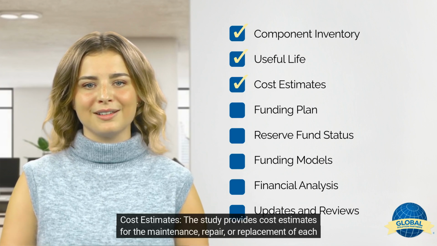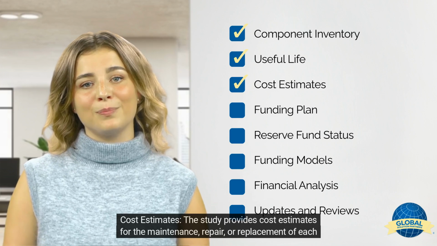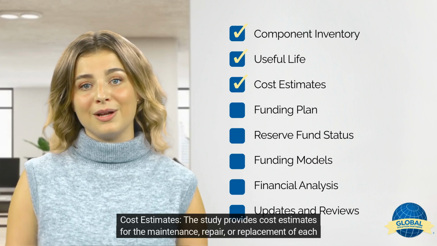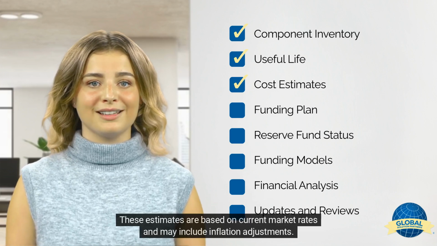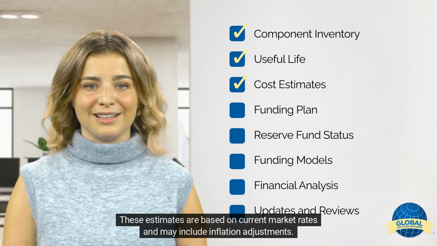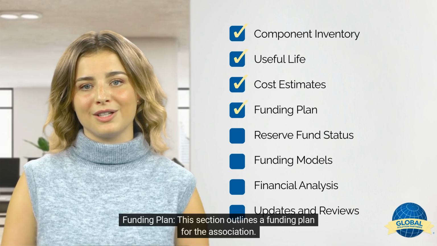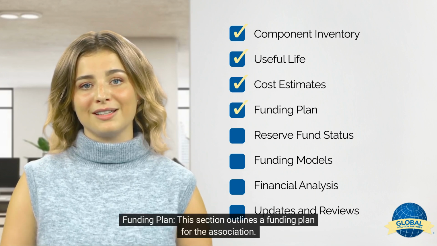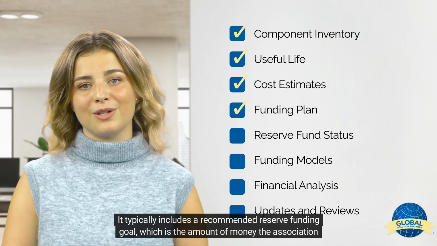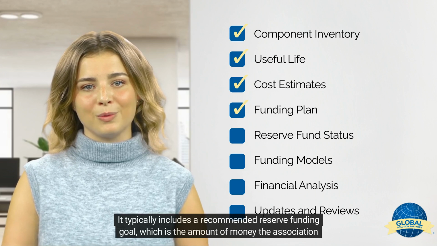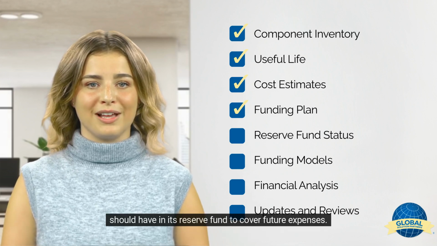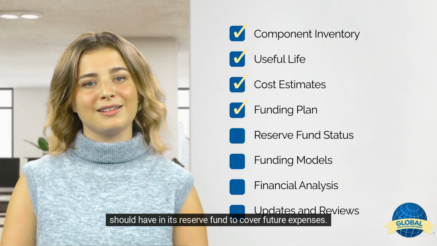Cost estimates. The study provides cost estimates for the maintenance, repair, or replacement of each component. These estimates are based on current market rates and may include inflation adjustments. Funding plan. This section outlines a funding plan for the association. It typically includes a recommended reserve funding goal, which is the amount of money the association should have in its reserve fund to cover future expenses.